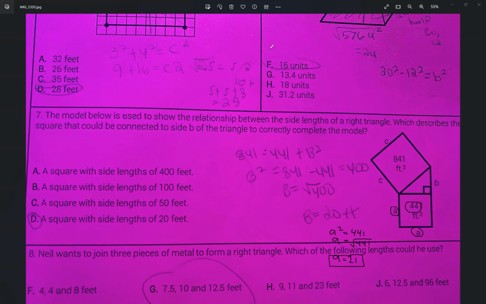Okay, so we know that square. Can we do the same thing for C? Yeah. Okay, so C times C is just C squared. C squared equals 841. So if C squared equals 841, what is C? Root of 841, which is what? I'm guessing around 40 something. 29. So C equals 29. 29 times 29 is 841.